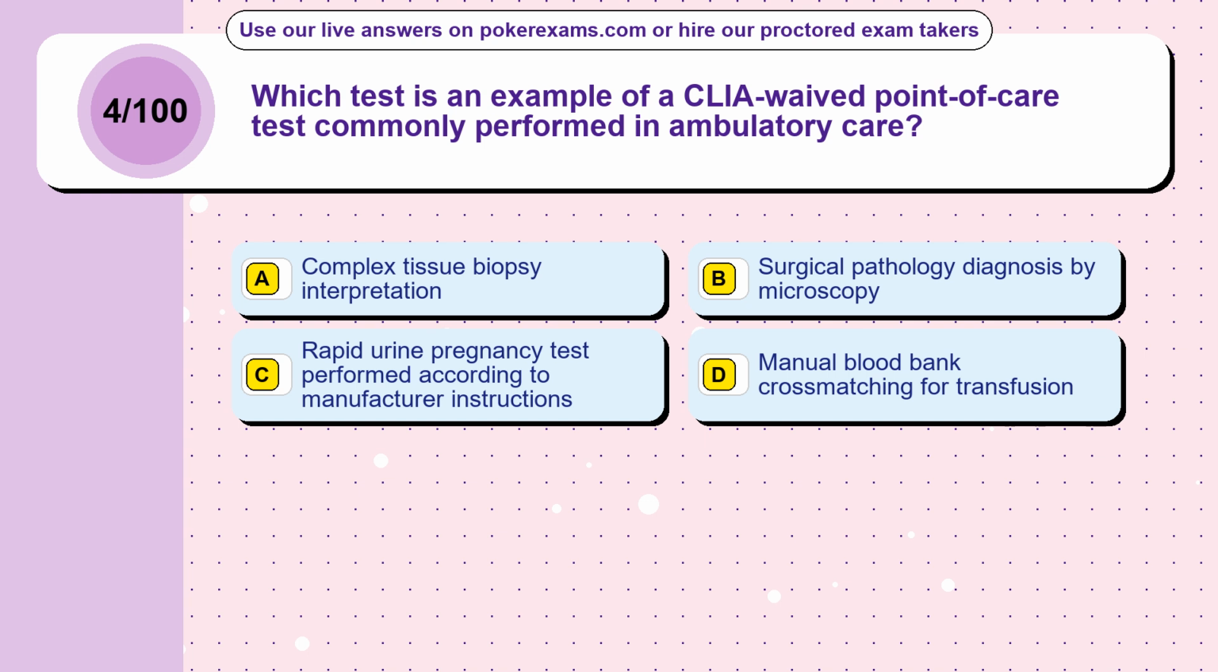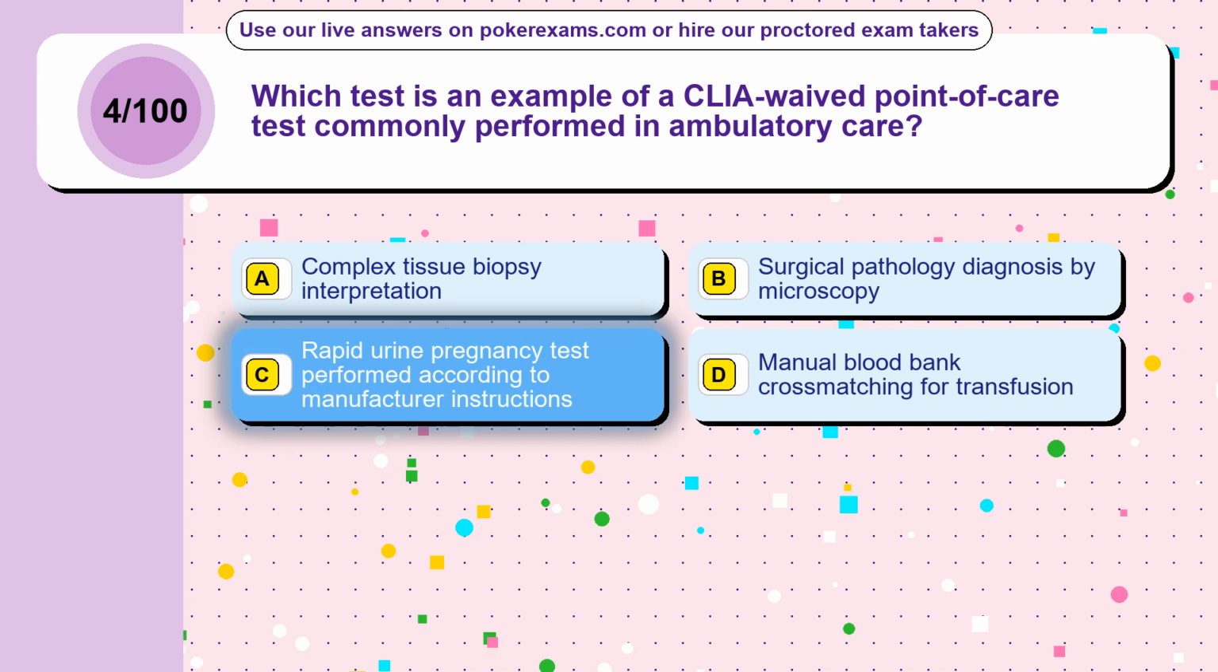Option D. A manual blood bank cross-matching for transfusion. The correct answer is option C. Rapid urine pregnancy test performed according to manufacturer instructions.